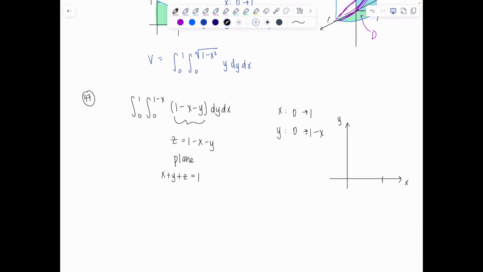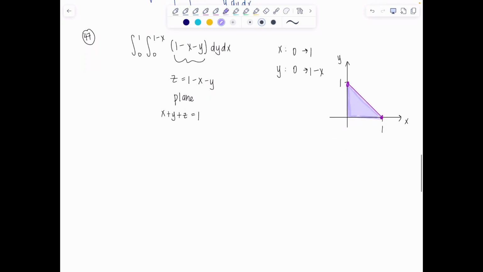I don't recommend just yet doing that. 1, 1. 1 minus x is like this, yeah? So this is the base. This is D. So the plane lives above this base. So it's going to be another tetrahedron, right?